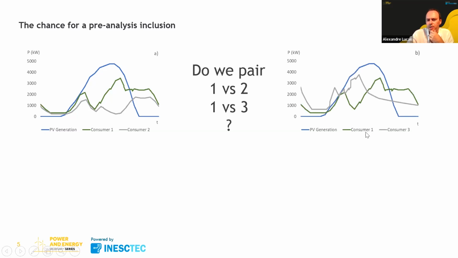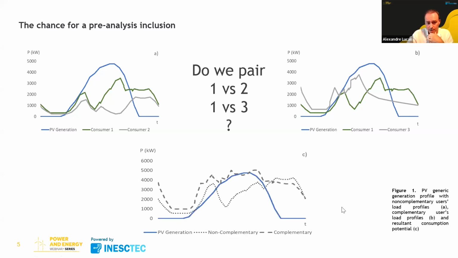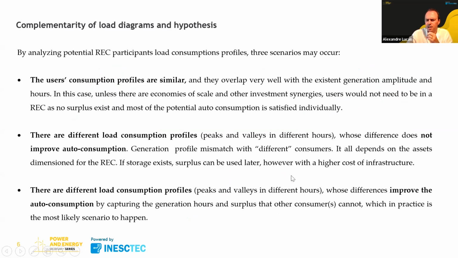Whereas in this second example, we have consumer 1 and 3, where it has the second peak. So it has a different peak at a different hour. And it can take advantage of this surplus energy. In fact, when we then look at the sum of both these profiles, we see that when they are not complementary, they don't use most of the generation that they have available. And when they are different or they can be complementary, they can make use of the surplus energy.